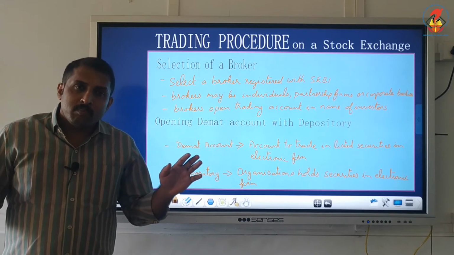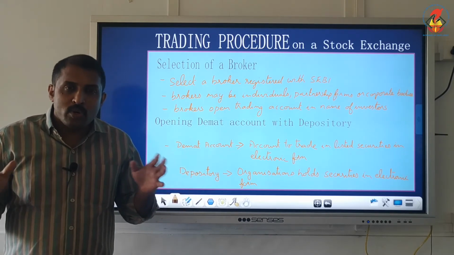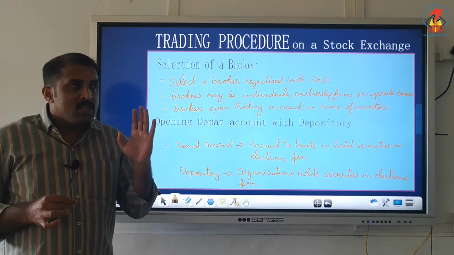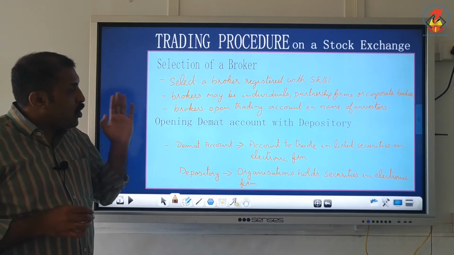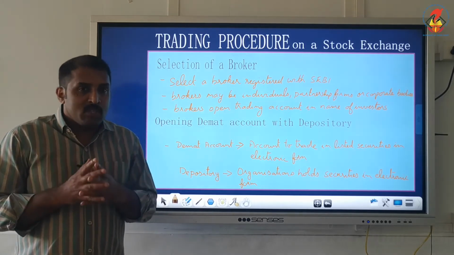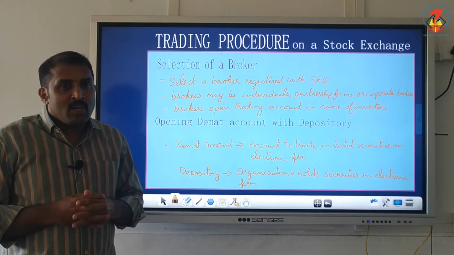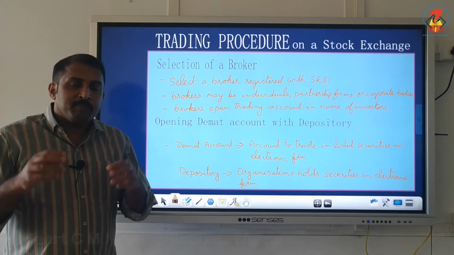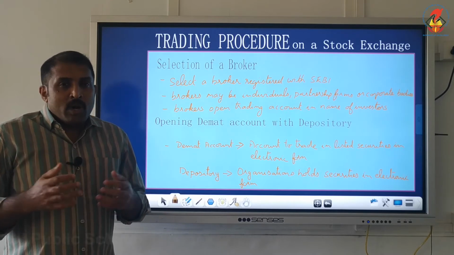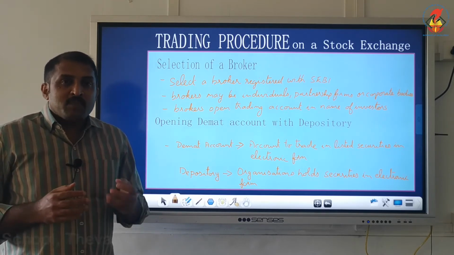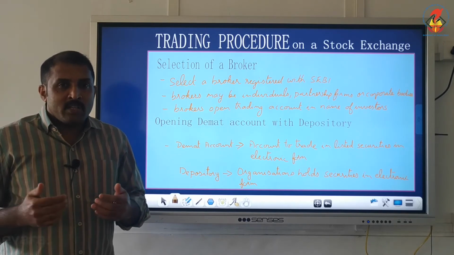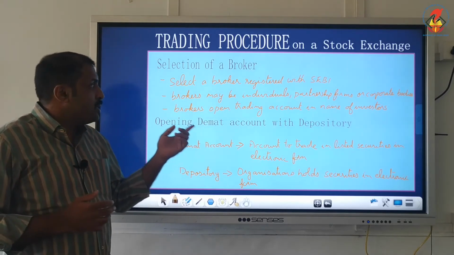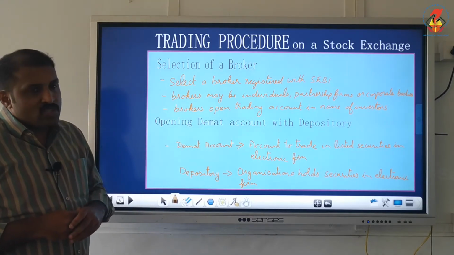So if an investor wants to do transactions, he or she has to select a broker who is registered with SEBI, and the broker will open a trading account in the name of the investor. Once the selection of the broker is made and all the details are provided, one of the mandatory requirements is to provide a PAN card. All the details regarding the identity of the investor are to be provided to the broker, and the broker will open a trading account in the name of the investor.